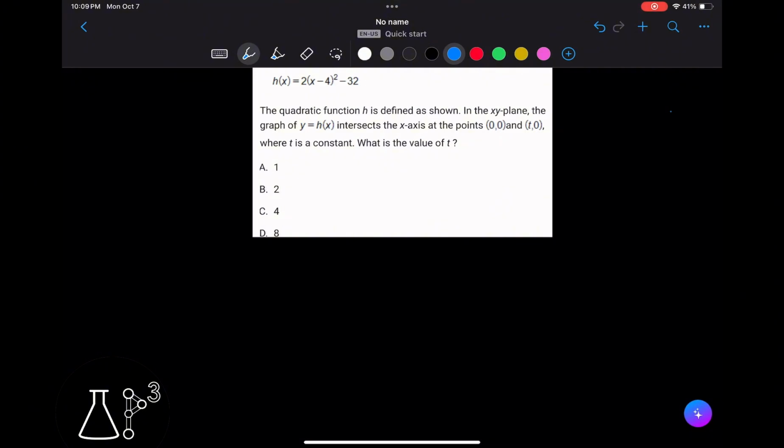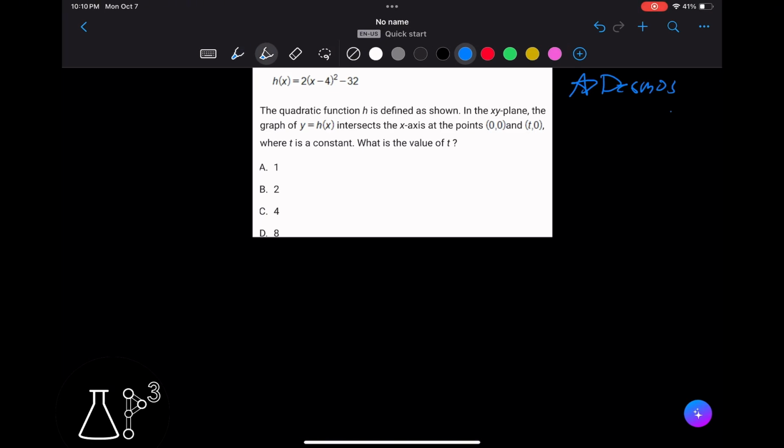Okay, now we're going to do hard questions. And again, this is another Desmos question. Now let's read the question. The quadratic function h is defined as shown. h of x equals 2, parentheses x minus 4 squared minus 32. In the xy-plane, the graph of y equals h of x intersects the x-axis at the points 0, 0, and t, 0, where t is a constant. What is the value of t?